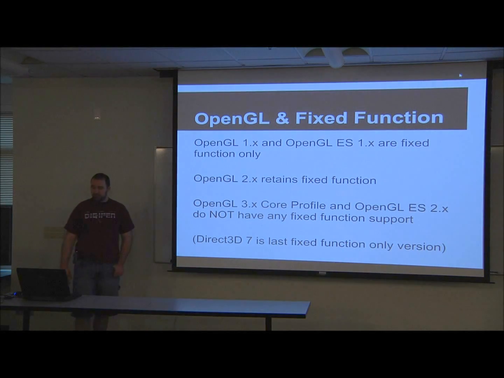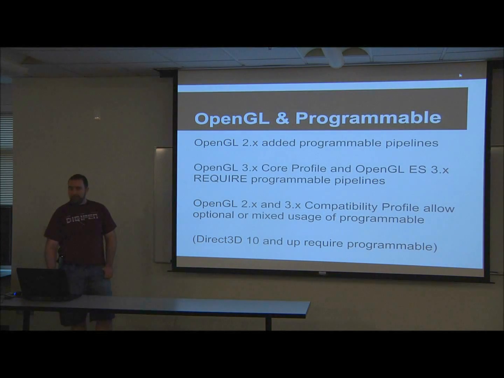And just for comparison, Direct3D 7 was the last version of Direct3D that had only fixed function. 8 is when they started adding shader support to Direct3D. And if you want to do programmable pipelines, that means you're going to be using OpenGL 2, which is available everywhere. If you're using OpenGL 3, again, you have to use the programmable pipeline. And for comparison, Direct3D 10 and 11 both require shaders.